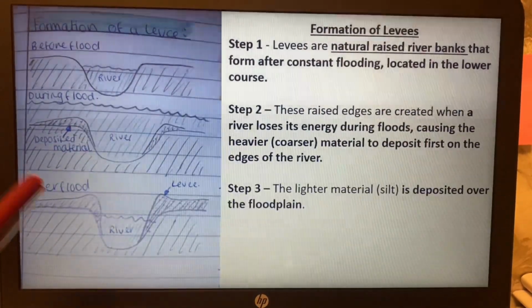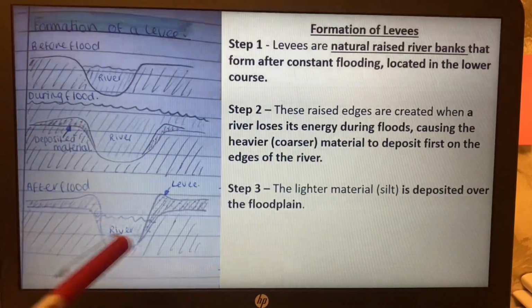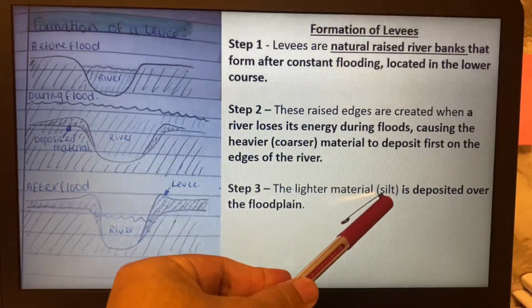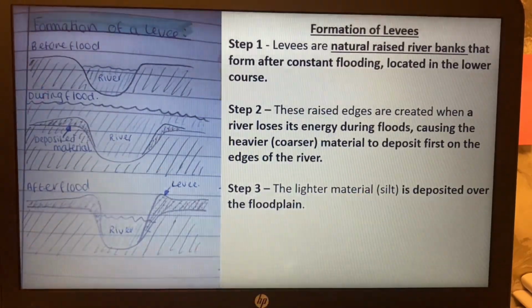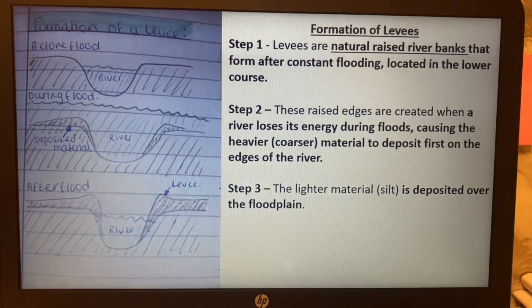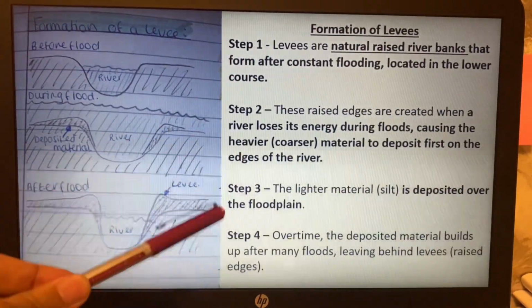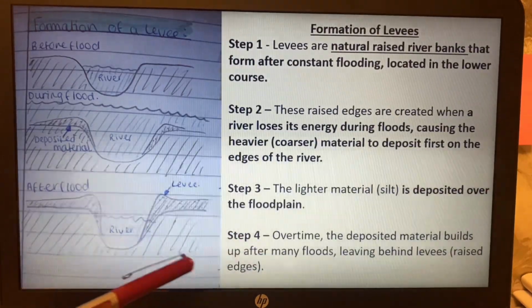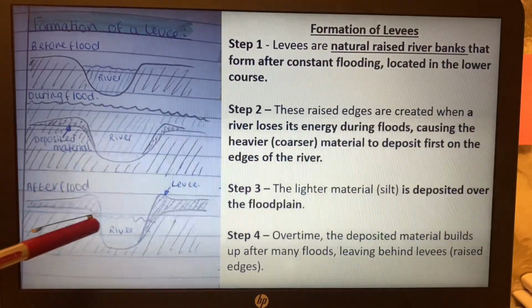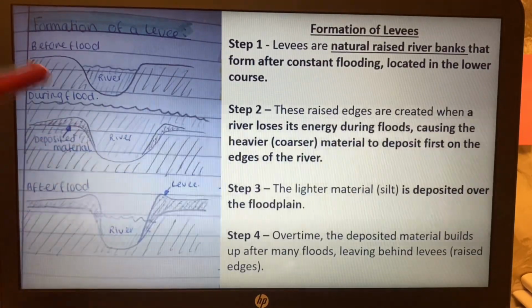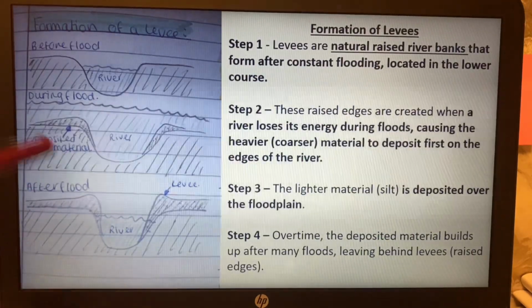Well, then what happens to the lighter material if it all gets pushed out? Well, the lighter material can travel further because it's much lighter, which is why you get these floodplains, because the silt gets spread all across this area, forming the floodplain. And to round it off, you'd mention these two especially, and then you'd say that over time this continues to take place after many floods. And remember, these levees don't happen after one flood, they take so many floods, because the river continuously floods for these natural levees to form.